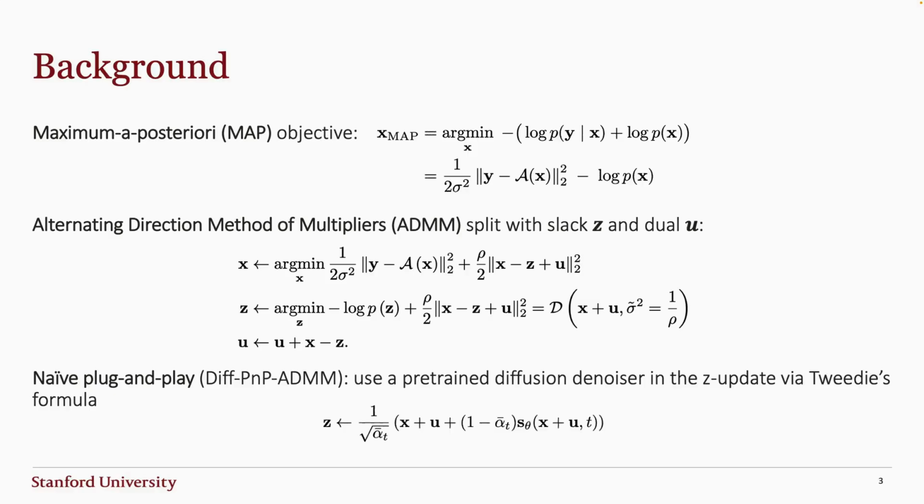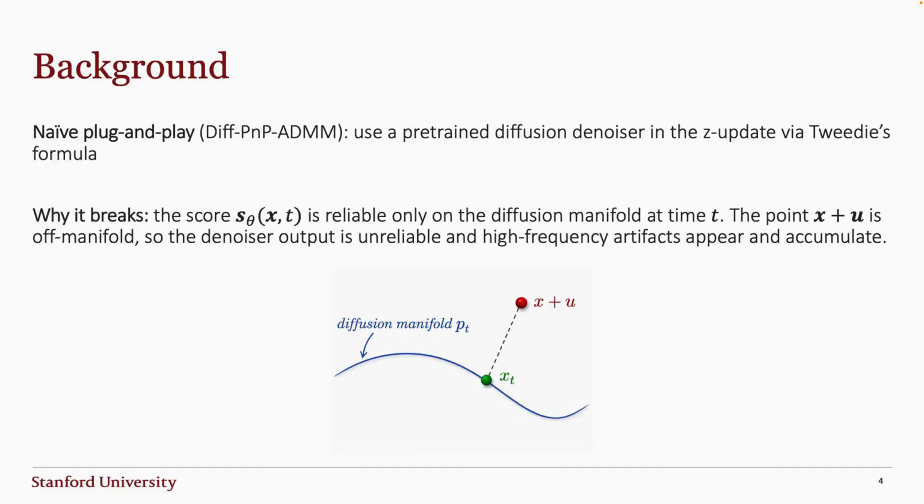A naive plug-and-play approach uses a pre-trained diffusion denoiser for the z update via Tweedie's formula, replacing the prior step with a single denoising pass. But this naive approach breaks. The score function s theta is only reliable on the diffusion manifold at noise level t. The point x plus u lies off that manifold, so the denoiser output becomes unreliable. As iterations proceed, high-frequency artifacts appear and accumulate, and the reconstruction degrades.